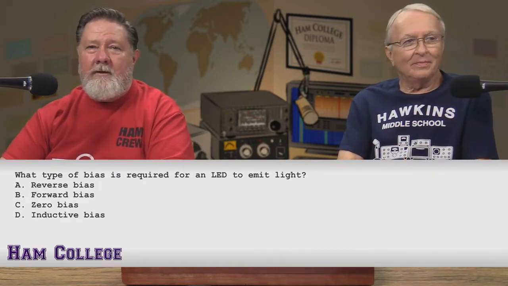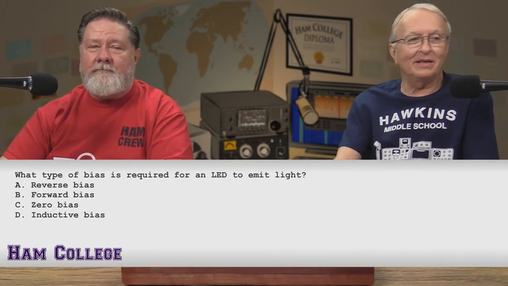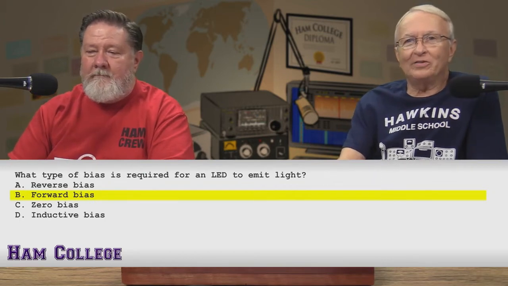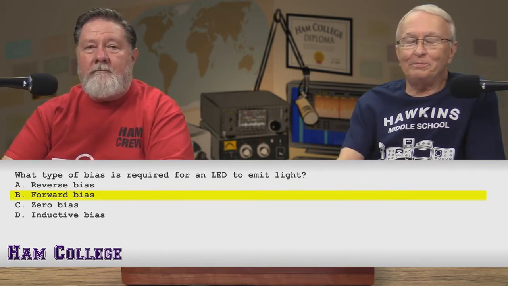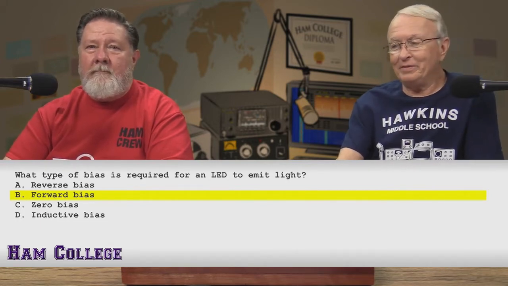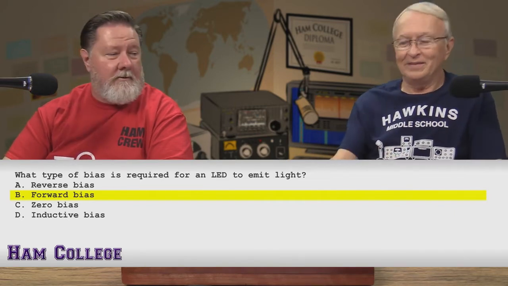I concur with that. Yeah, in chat rooms, concurring as well. So I think that's probably correct. And it is forward bias. You gotta bias the LED in the right direction or you won't get any light out of it. Hook it up backwards, nothing. It's gonna be dark like a dark hole.